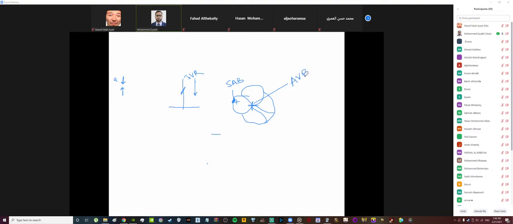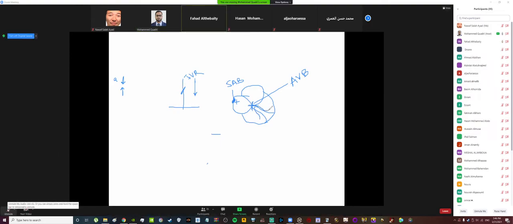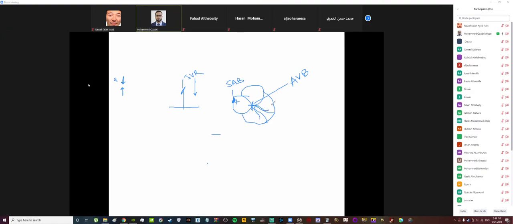And there are 3 degrees of block, the first degree, second degree, and third degree, which we have talked about in ECG. Now after the AV node and bundle of His, there are the bundle branches. What are the names of these bundle branches? Right bundle branch, left bundle branch, isn't it?